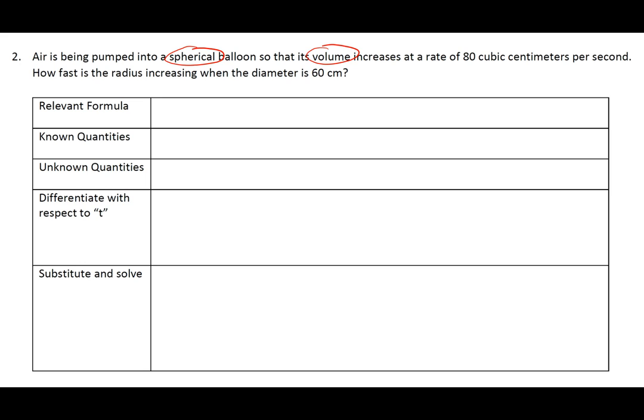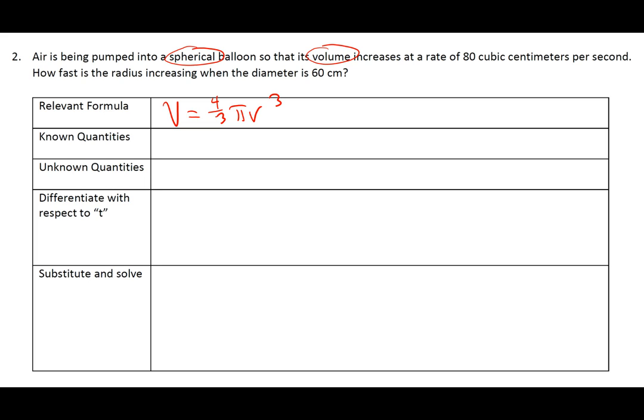So again, stop for a second, reread the problem. Every single piece of information is going to be important in some way. So you're going to want to make sure that you circle, highlight, and make sure that you're putting stuff exactly where it belongs. So first of all, this is talking about the volume of a sphere. So we're going to need the volume of a sphere formula, which is 4/3 pi r cubed.